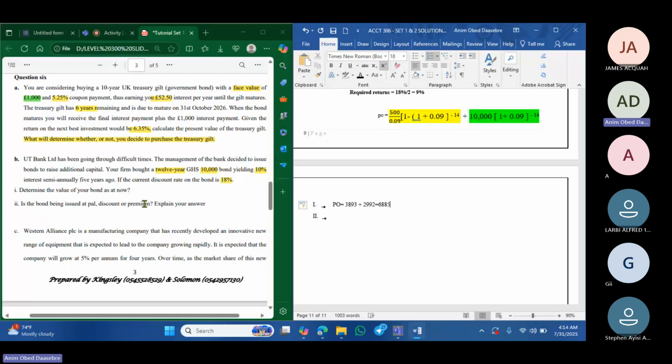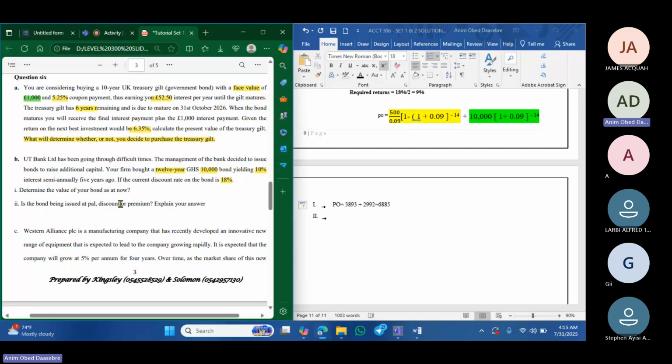If it is trading at par, then the present value must be equal to the face value. On the other side, if the present value is more than the face value, the bond is trading at a premium. That's how you determine whether the bond is trading at par, discount or premium. You check the present value and the face value.